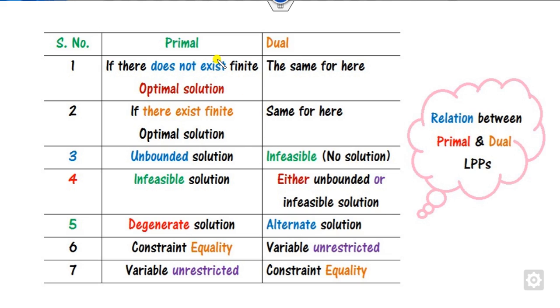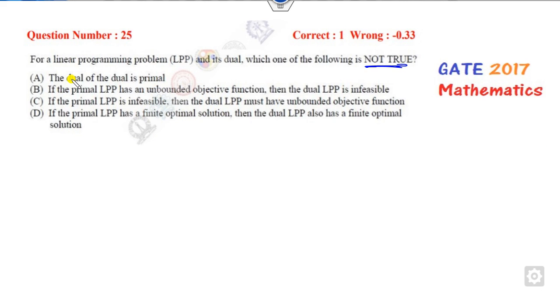What is the meaning of this? If the primal problem has an optimal answer Z, the same answer Z holds for the dual. If there exists an optimal solution, same for the dual. If the primal is unbounded, then the dual is always infeasible. On the other hand, if it is infeasible, then the dual is either unbounded or infeasible, and so on. So we can see here: the dual of the dual is the primal, that is always a true statement, but we need a false statement.